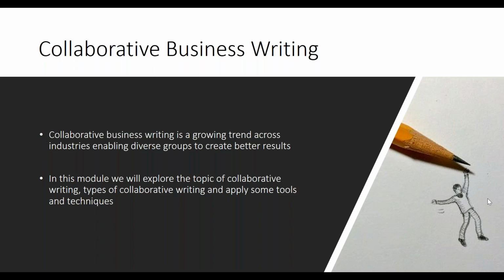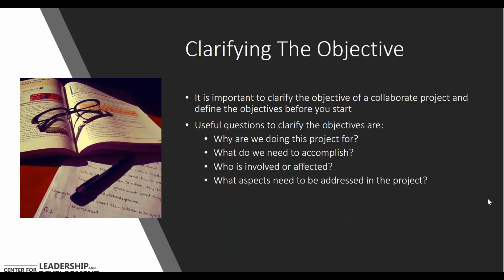So let's dive in here and really spend some time talking about the collaborative business writing process. One of the key things as we work with anyone outside of ourselves as an individual is, what is it that we are really trying to accomplish? And clarifying the objective is key.